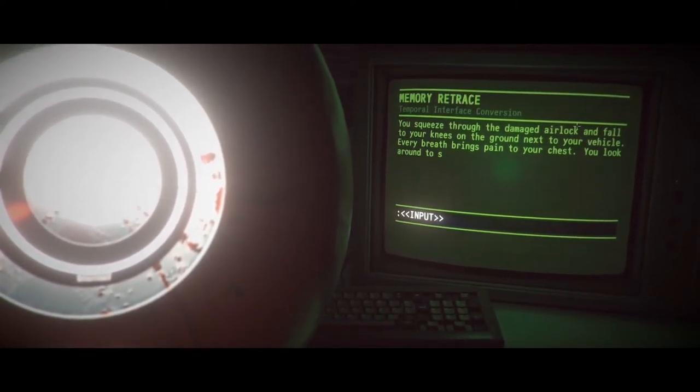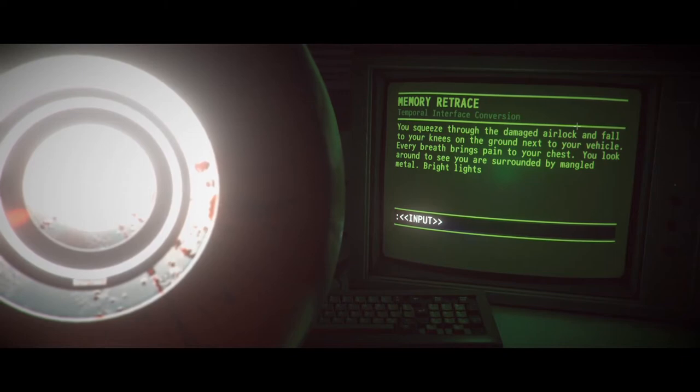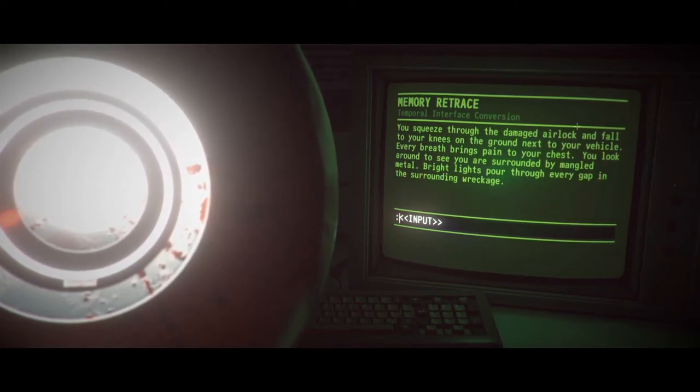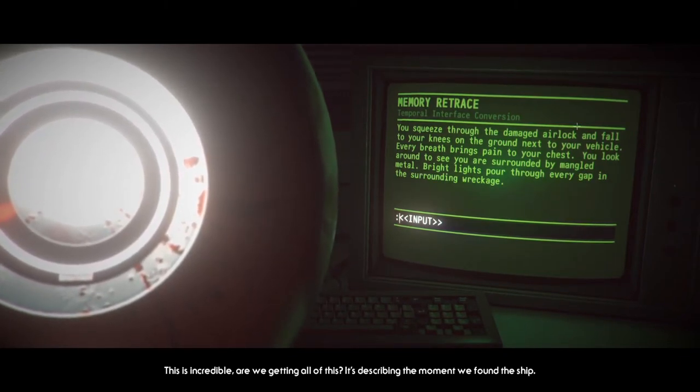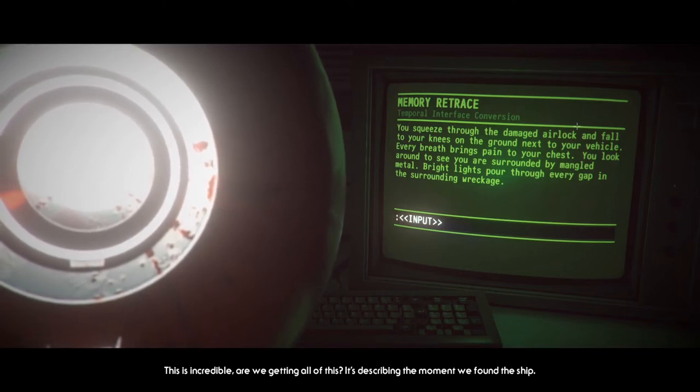Squeeze through the damaged airlock and fall to your knees on the ground next to your vehicle. Every breath brings pain to your chest. You look around and see you're surrounded by mangled metal. Bright lights pour through every gap in the surrounding wreckage.